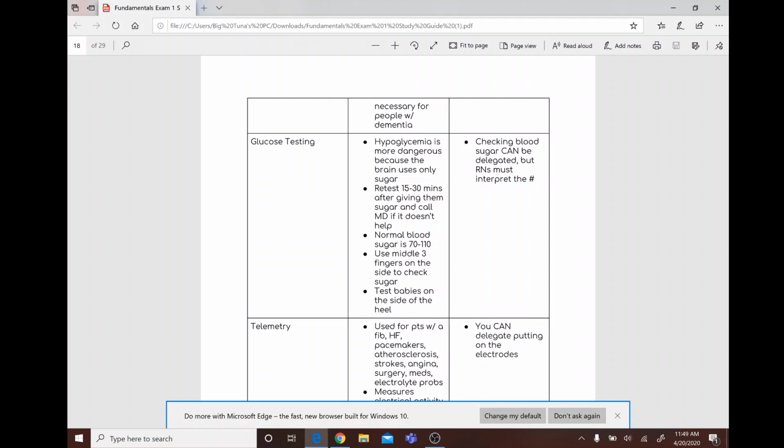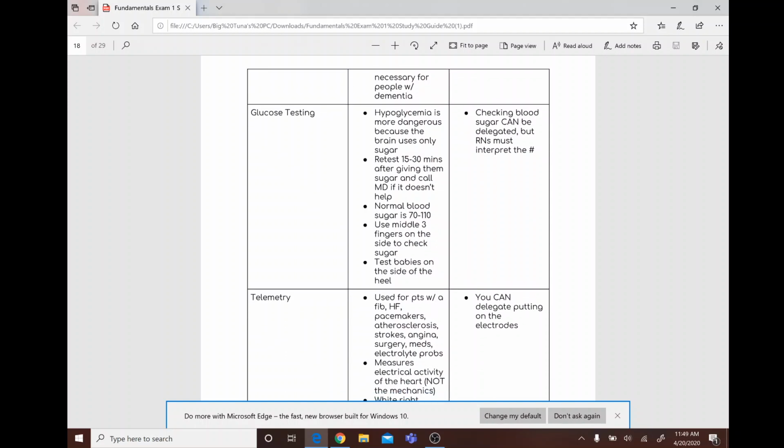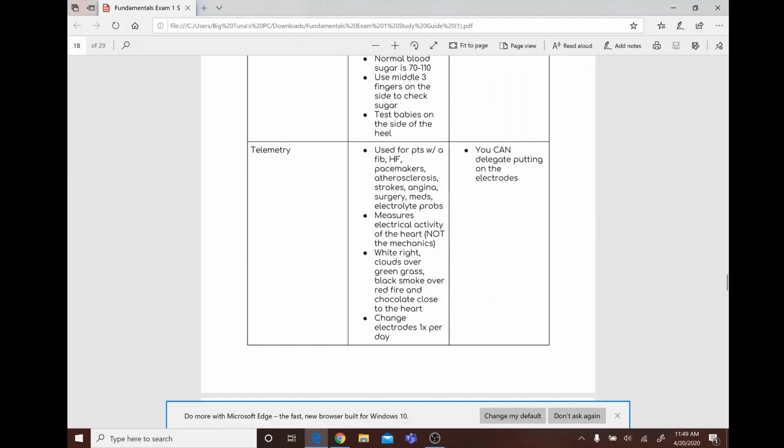Is hypoglycemia or hyperglycemia most dangerous? Hypoglycemia, because the brain uses only sugar. After we give glucose to the patient, when do we recheck glucose? 15 to 30 minutes after. What's the normal blood sugar? 70 to 110. What fingers are we going to use to check glucose? Middle 3 fingers, on the side to check. Where are we going to test babies for glucose? Side of the heel. Can we delegate glucose testing? Checking blood sugar can be delegated, but the RN must interpret the number.